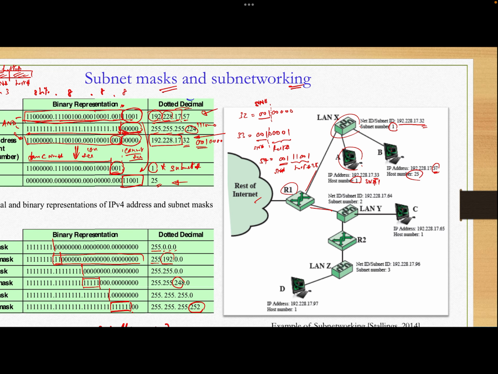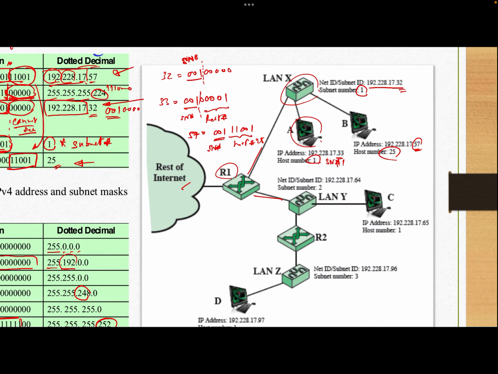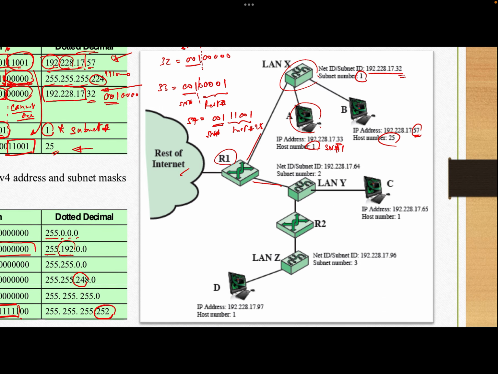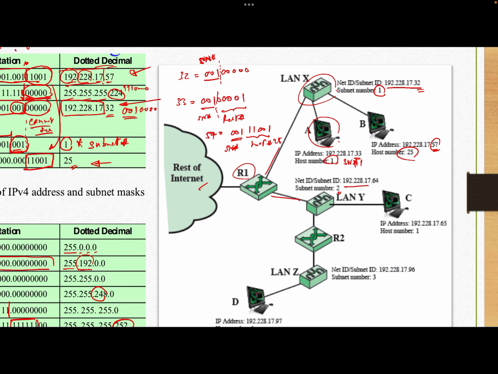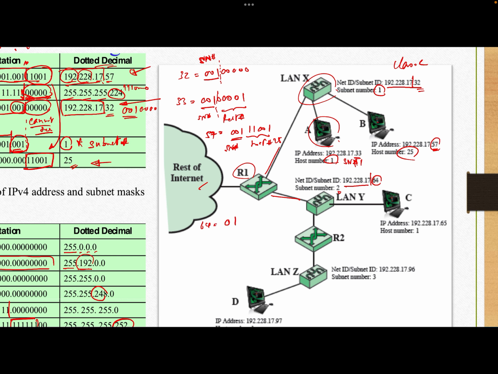Then you have LAN Y. LAN Y has subnet number 2. So you can see that the first three dotted decimals are the same, right? Because it's class C. This one is changed to 64. 64 is 0, 1, 0, 0, 0, 0, 0, 0. But the mask is up to here. So subnet number 2. 0, 1, 0 is subnet number 2.